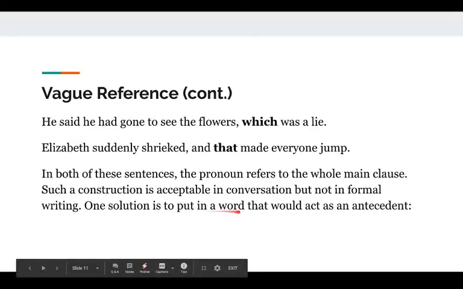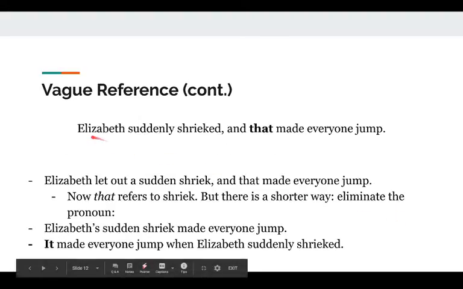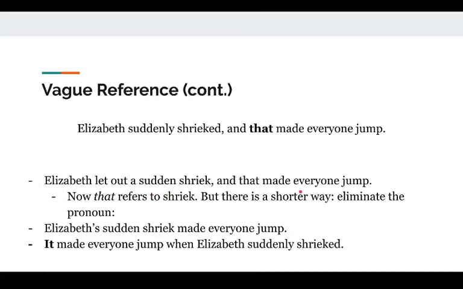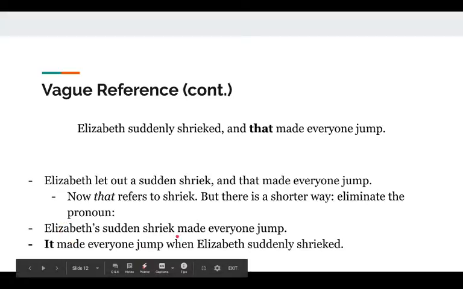So one solution is to put a word that would act as the antecedent, which is Elizabeth suddenly shrieked and that made everyone jump. So Elizabeth let out a sudden shriek and that made everyone jump. That refers to shriek, but in a shorter way, we can just eliminate the pronoun and say Elizabeth's sudden shriek made everyone jump.